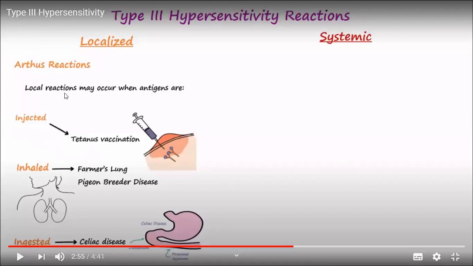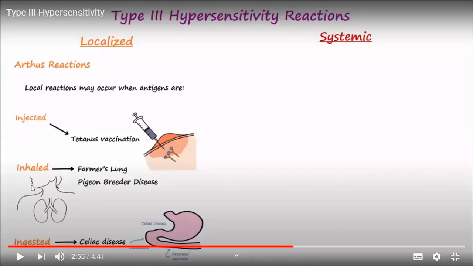You are seeing that Arthus reactions come from vaccination. You are trying to provide a booster dose or initial dose of the vaccine for a specific disease. The body can respond to it, and it may have an adverse reaction. So it's basically done through type 3 hypersensitivity reaction.